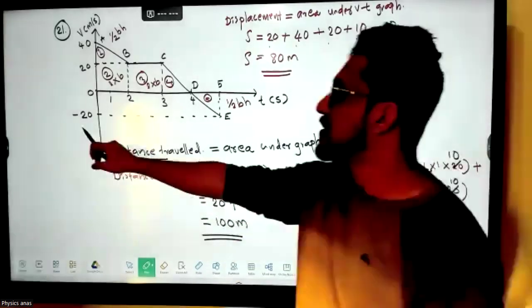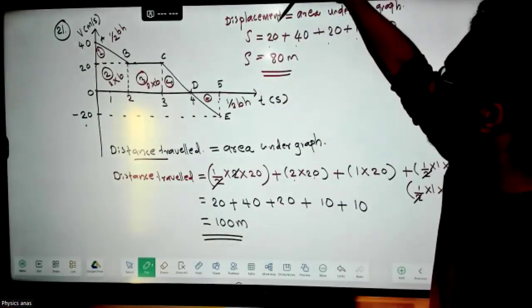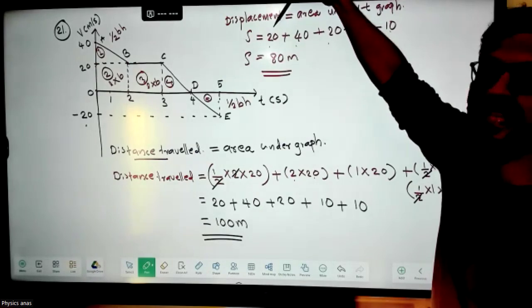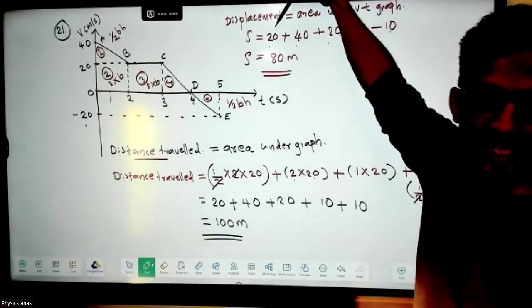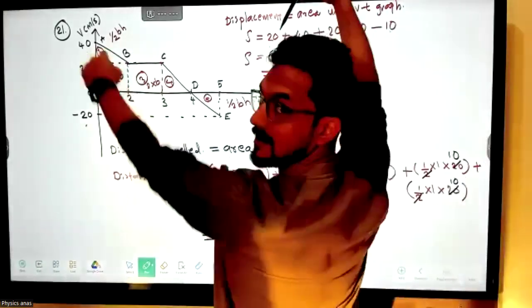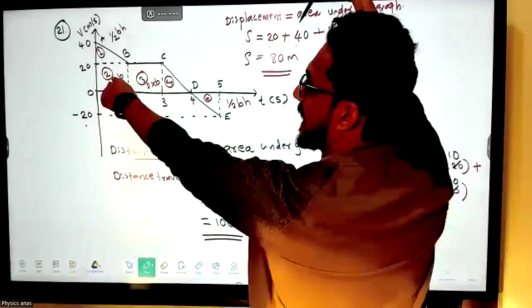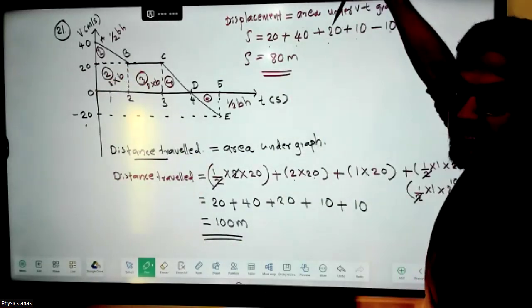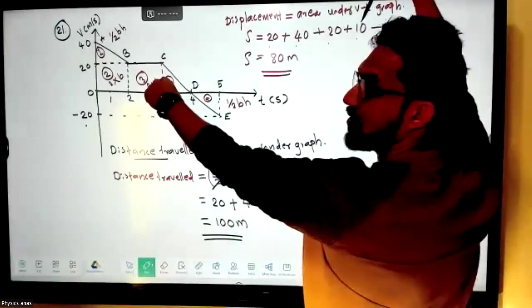No, the minus 20 is the velocity value. What are those? What is 20? No, that's an area. That's an area. Area of the first one. What is 40 here? Area of the second one. What is 20 here? Area of the third one. What is 40? Area of the fourth one.